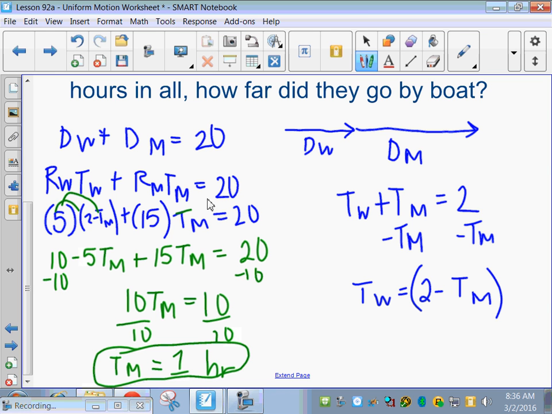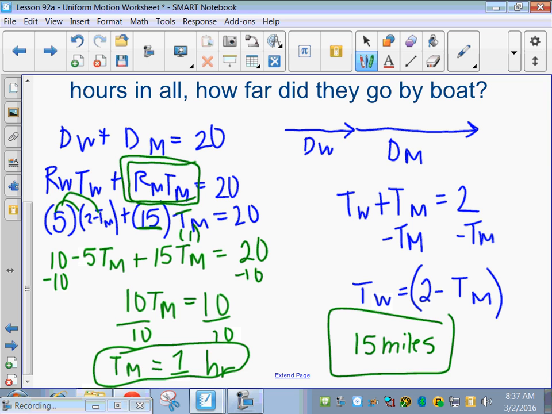So what I would do is go back up to this part right here. Rate times time. This is how far we went in the boat. And we were going at 15 miles per hour for 1 hour. So that means the total distance is 15 miles that we went by boat.